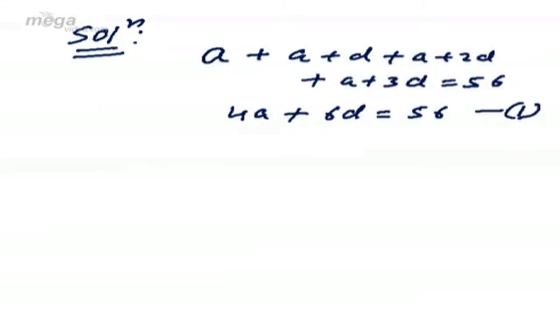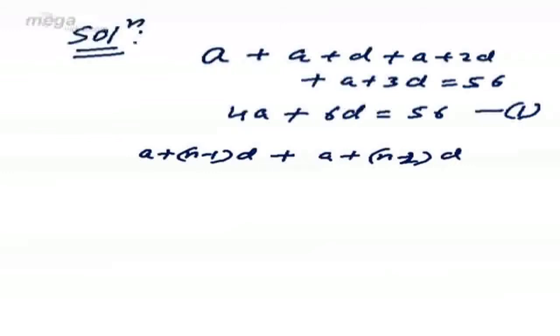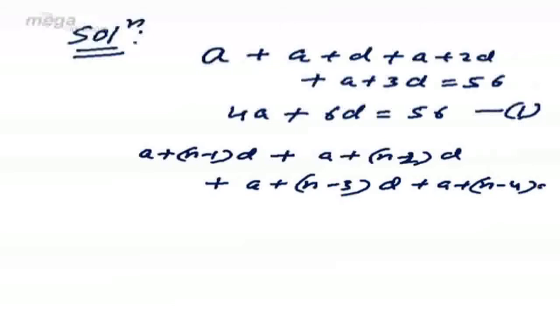Again, there is given the sum of the last 4 terms. It means the last term is A plus n minus 1 into D. Then the second last is A plus n minus 2 into D. The third one is A plus n minus 3 into D. And the fourth one is A plus n minus 4 into D. And this is equal to 112.